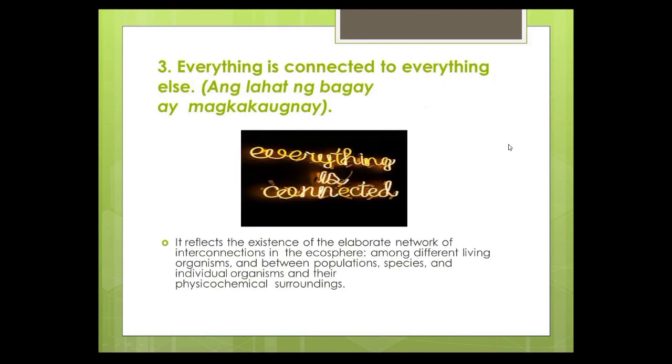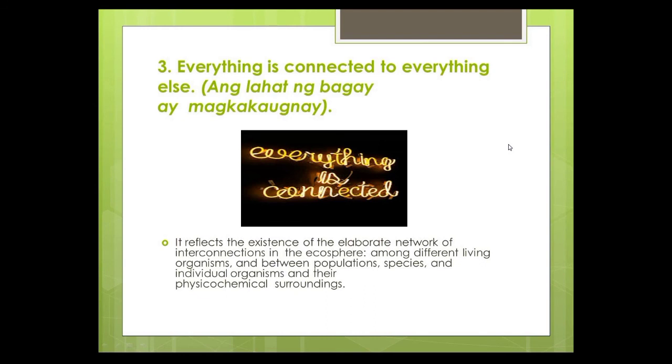Alright, so yung pangatlo naman, sabi dito, everything is connected to everything else. Ang lahat ng bagay ay magkakaugnay. So, it reflects the existence of the elaborate network of interconnections in the ecosphere among different living organisms and between populations, species, and individual organisms and their physicochemical surroundings. So, nabanggit lang natin kanina na lahat ng mga nabubuhay ay may kanya-kanyang function at impact sa ecosystem na ginagalawan nila. Paano ba natin nasabi na lahat ng bagay ay magkakaugnay?